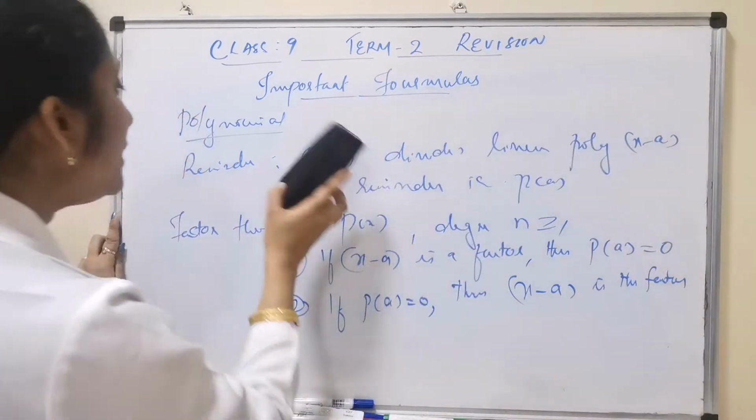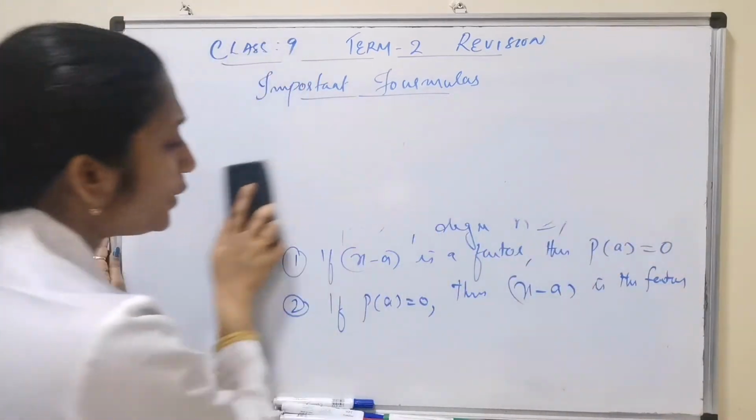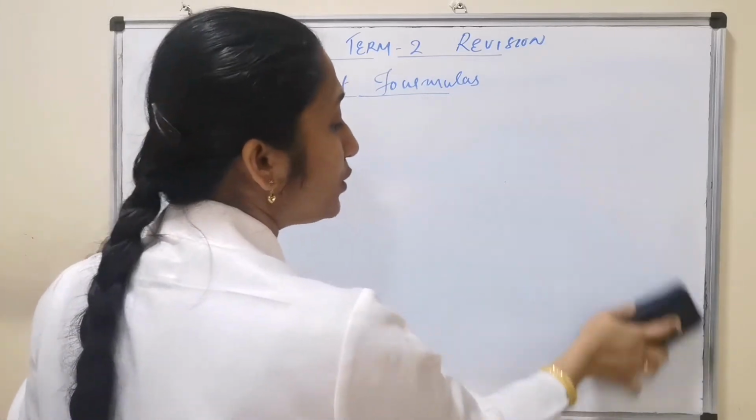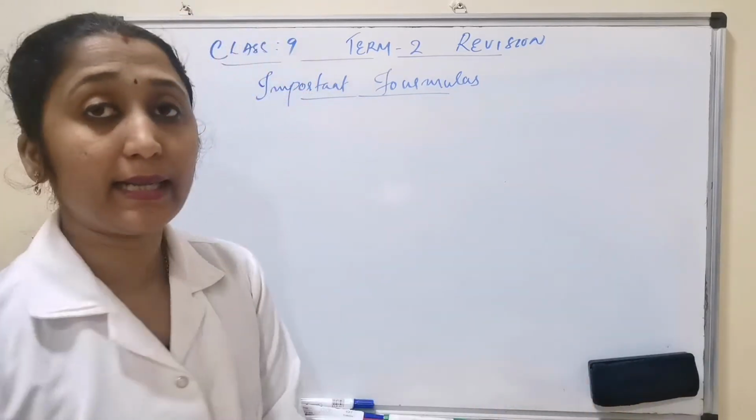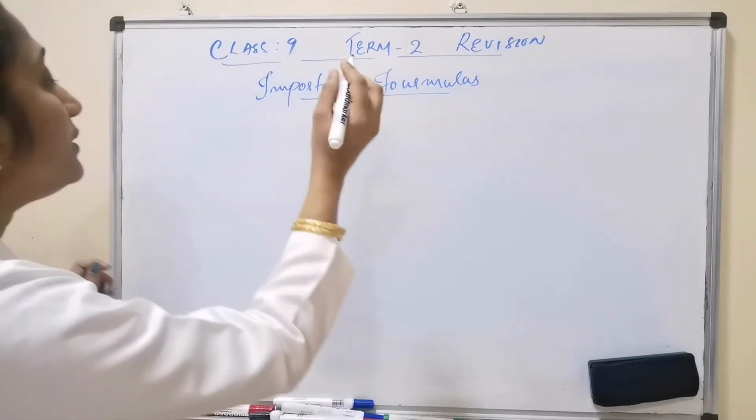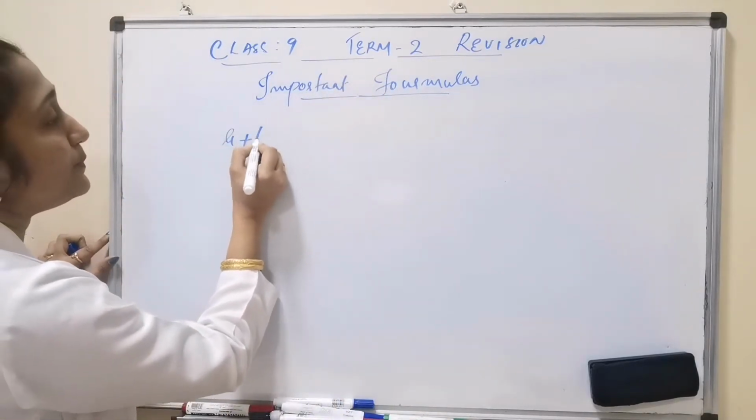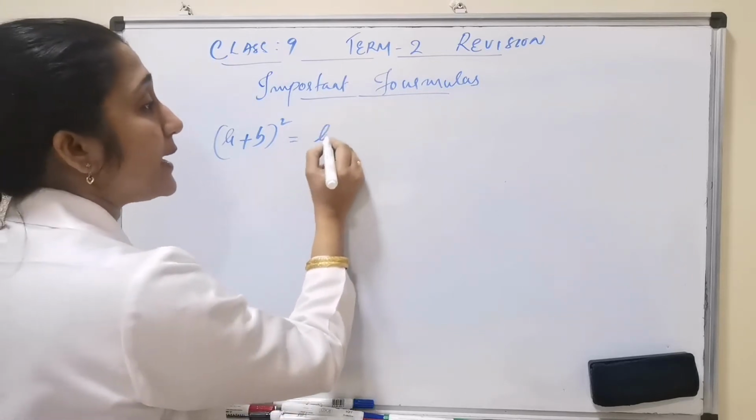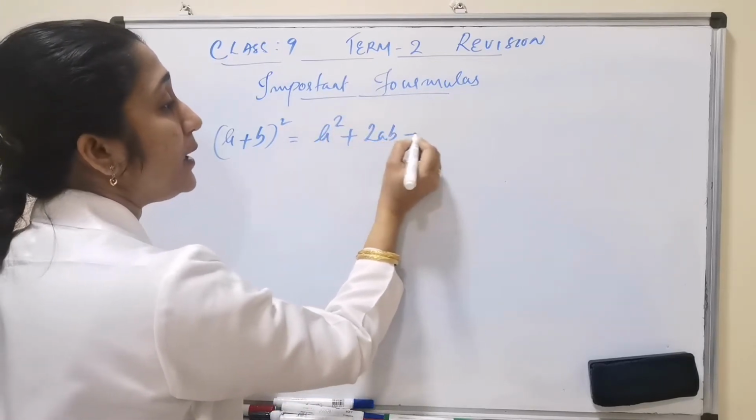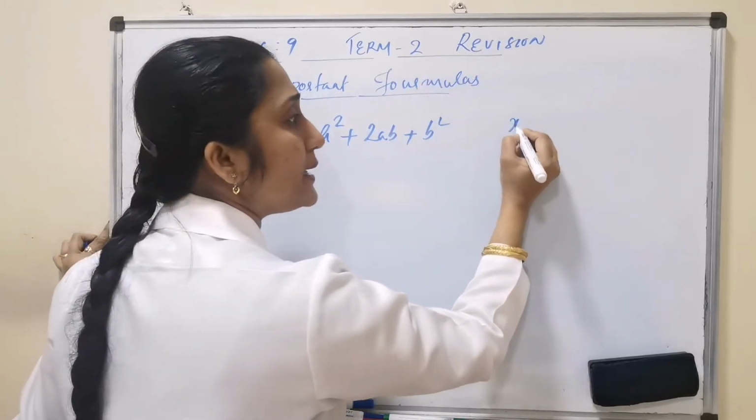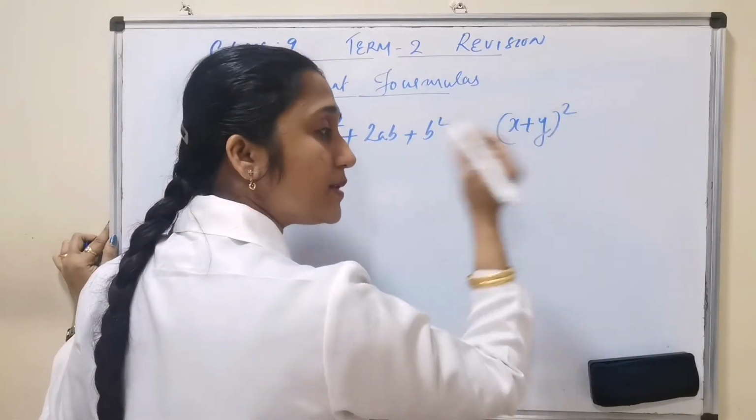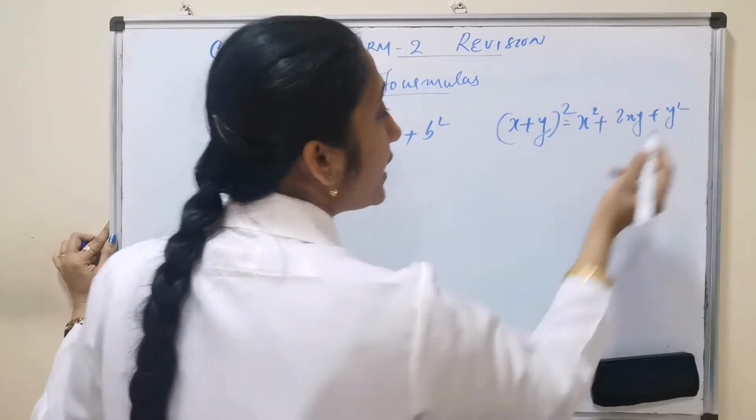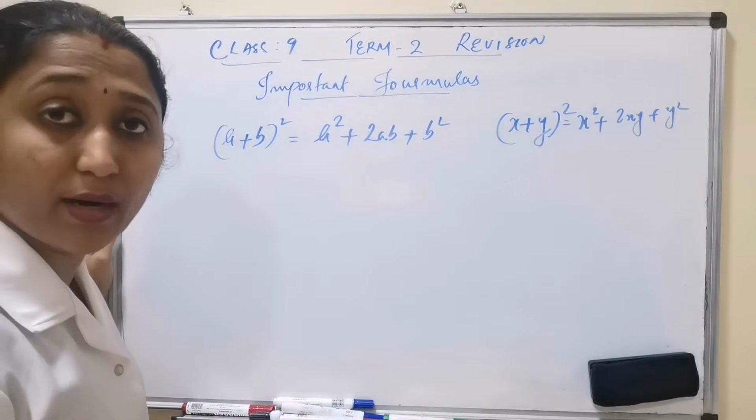Next, important identities. You should thoroughly practice these identities. Even if you don't know how to do a problem, you should write the identity. That is the most important thing. The first one is a plus b the whole square, which is a square plus 2ab plus b square. Otherwise, we can write x plus y the whole square, which is x square plus 2xy plus y square. Whatever the variable may be, x or y.